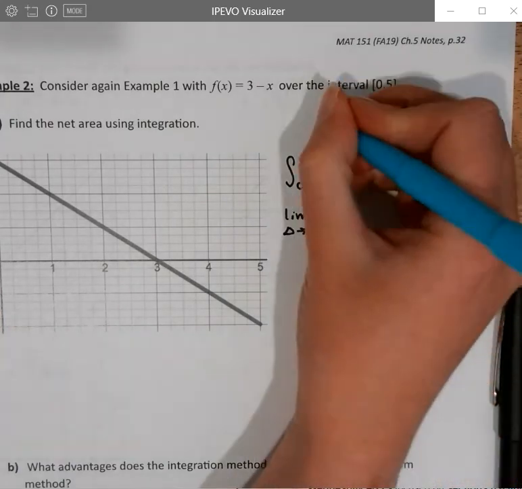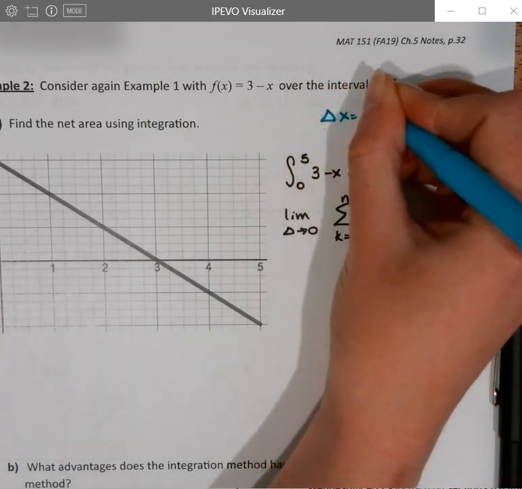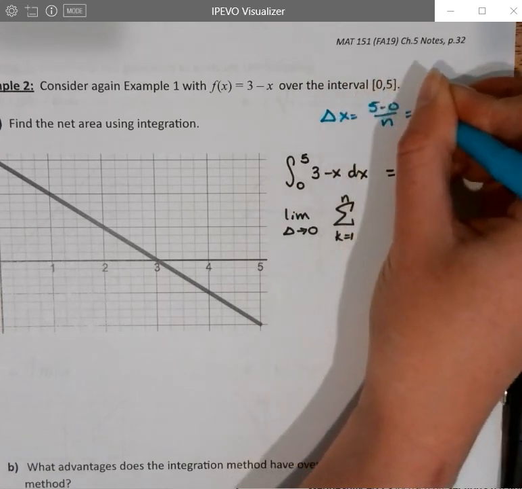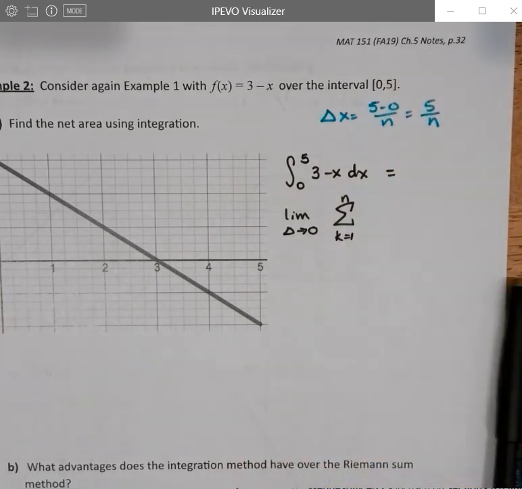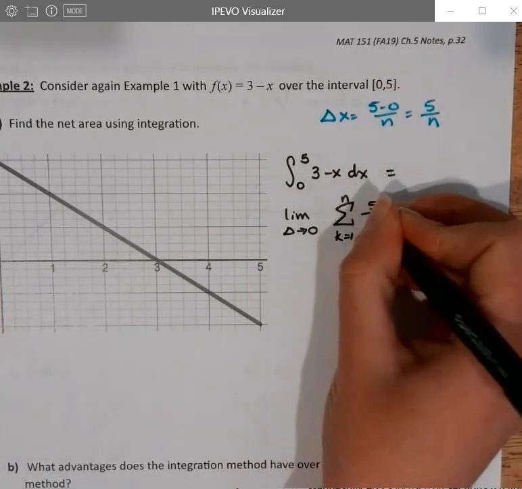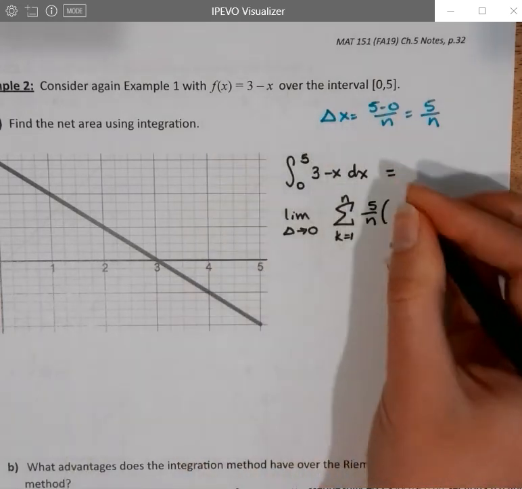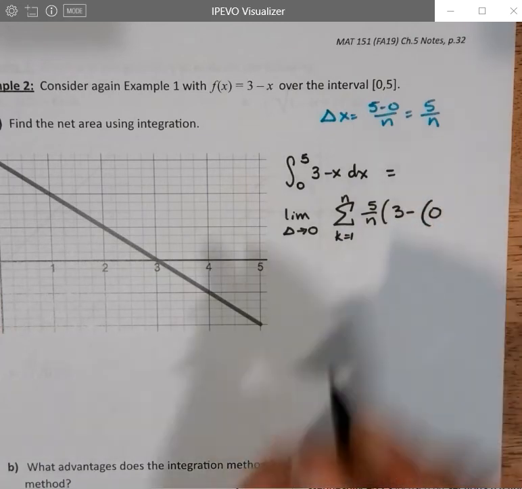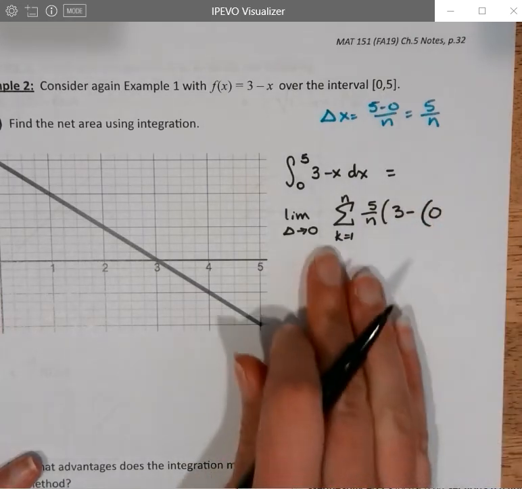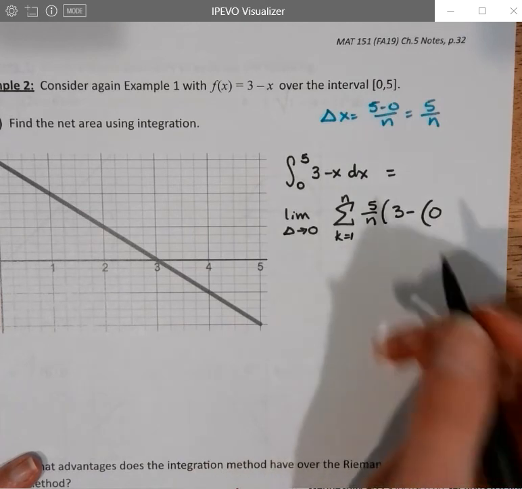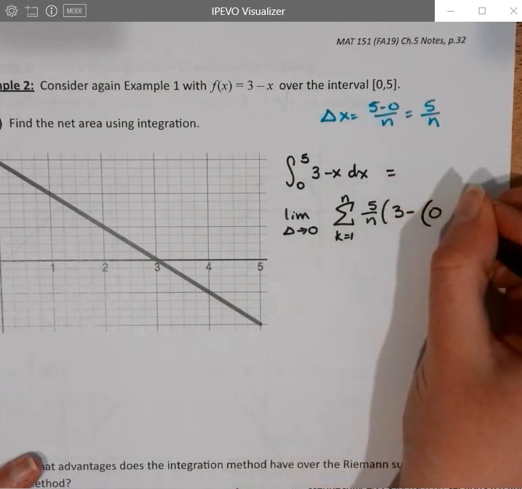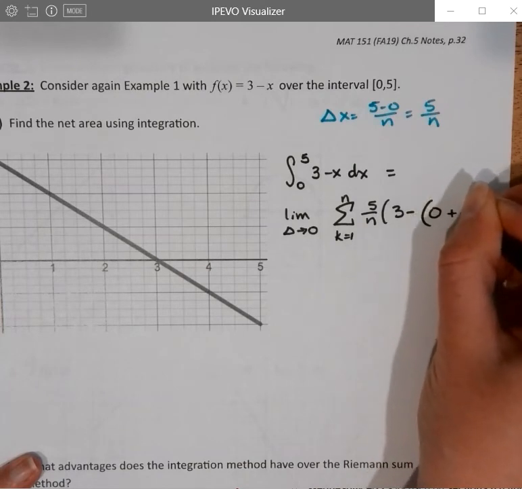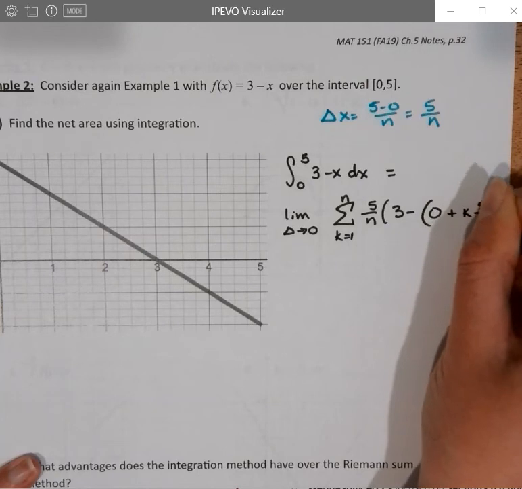So hold on, let's find delta x for this one again. Remember that delta x was 5 minus 0 over n. N is not 5 anymore, it's n. So I'm going to keep it as 5 over n, times the function value. So it's going to be 3 minus x. Now, a is 0. And we can use xk star as anything because we're going to let these go infinite. So we're going to choose the simplest, which was the right, and that was just k. And so I'm going to have a plus k delta x. So that's our 5 over n.